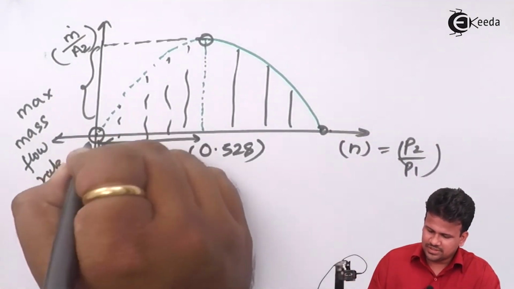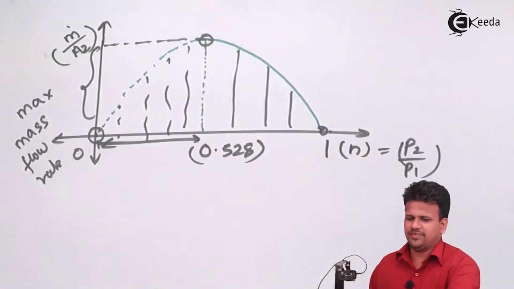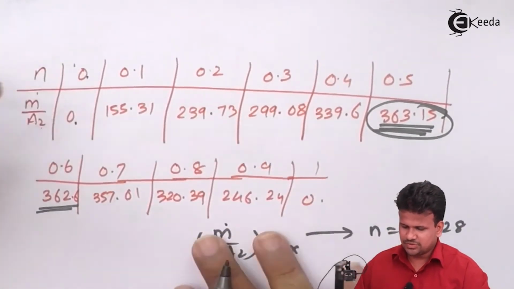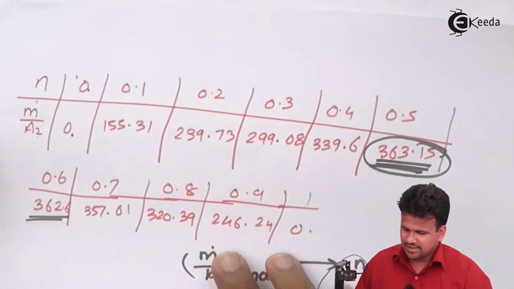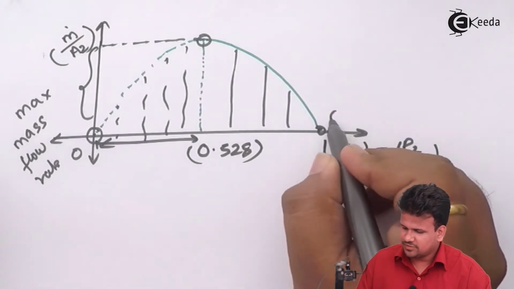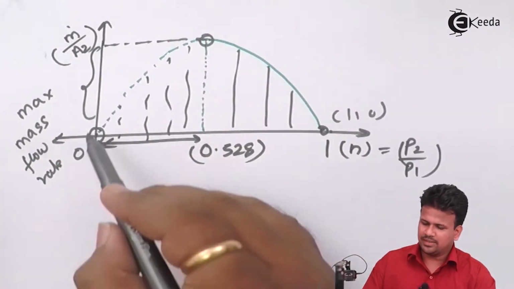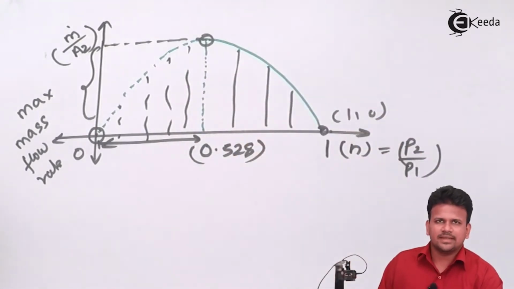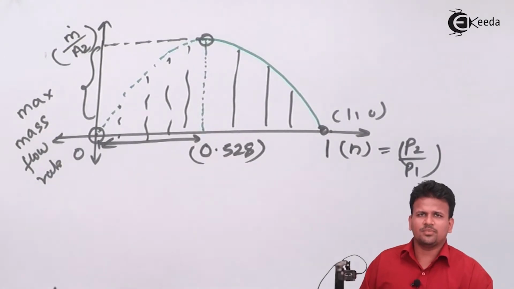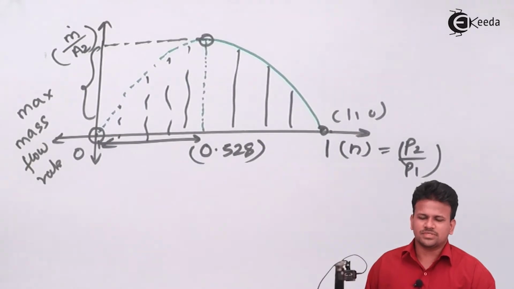So if you consider this as 0 and 1, the first coordinate we have seen over here is 0, 0. The second coordinate is 1, 0. In between, the pressure ratio increases, then decreases, from 0.0 to 0.528, and further from 0.528 to 0.